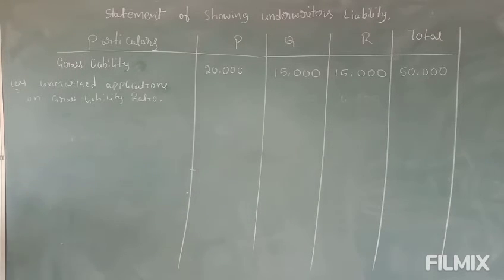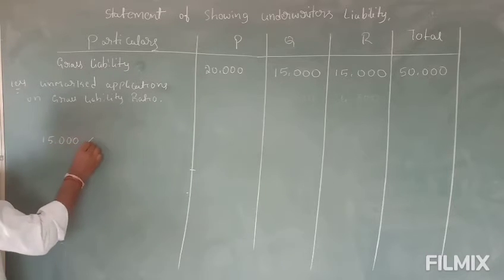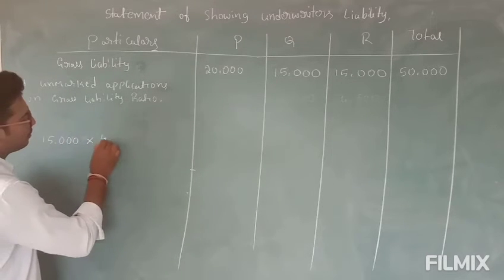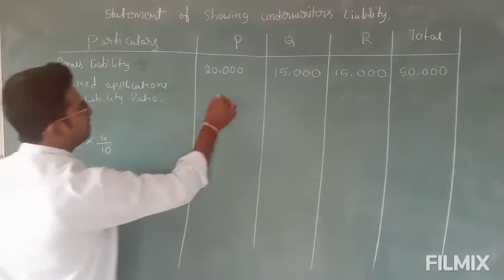So first take P's share. Total unmarked applications is 15,000. 15,000 into 4 by 10. So you can calculate 15,000 into 4 by 10. You'll get 6,000.